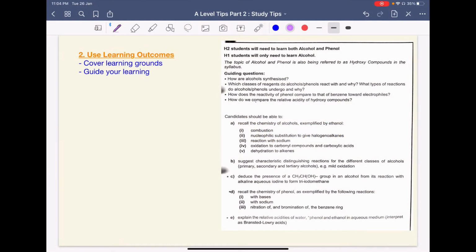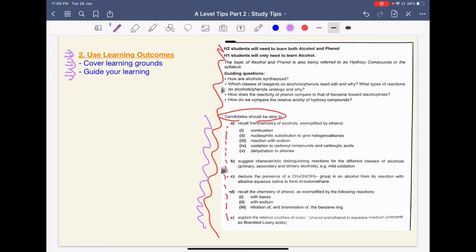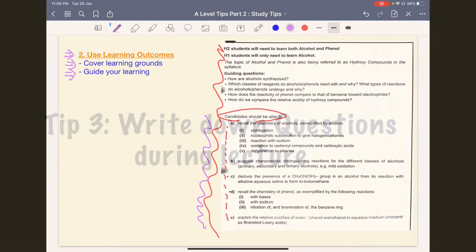My next tip is to use learning outcomes provided by the school. Usually the school handouts will come with learning outcomes attached for the subject, as you can see right here. This part where it says candidates should be able to, and lists down different objectives. It's very efficient for you to craft your notes based on learning outcomes, as you can cover all the grounds of learning, as well as use it to guide your learning, making sure that you are not missing out content that you should be studying about. You should test yourself using these learning outcomes to help you gauge your level of understanding of the subject.